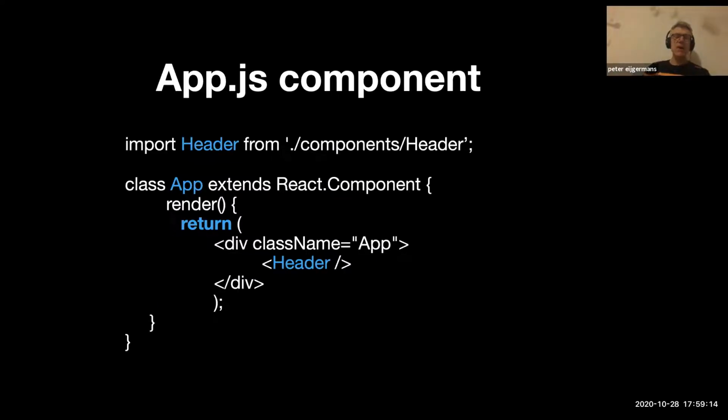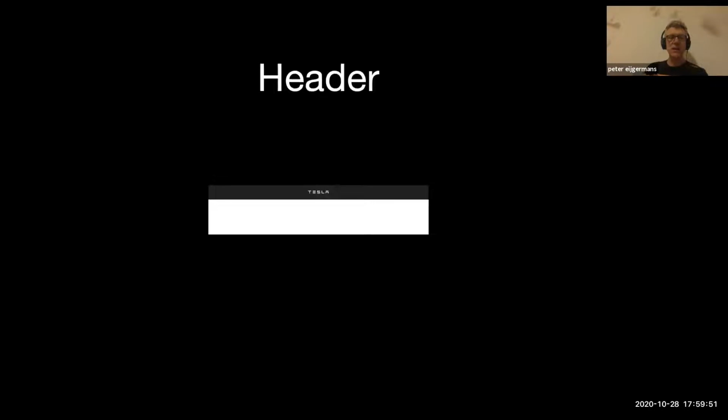Here you have the App.js component. I want to render a header. How do I do that? I import the Header from components header, and I define, now you know it, a class with the name App. What I have to say is that every React component always starts with a capital letter, and it extends React Component, and it has a render function, and that render function returns the Header, of course.